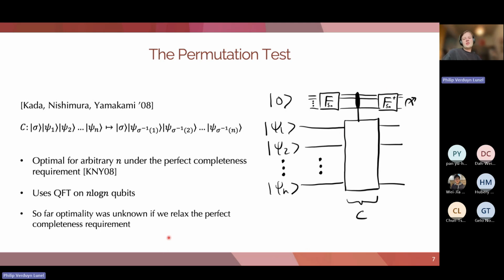And you can show that this permutation test is optimal for arbitrary inputs to this problem under the perfect completeness requirement. It's the requirement that you're never allowed false negatives, so you're never allowed to say unequal when the inputs were actually equal. And it's fairly efficient: you only need a Fourier transform on the order of n qubits. Up until now, the optimality of this permutation test was unknown if we relax this perfect completeness requirement and just say you want to maximize the average success probability.